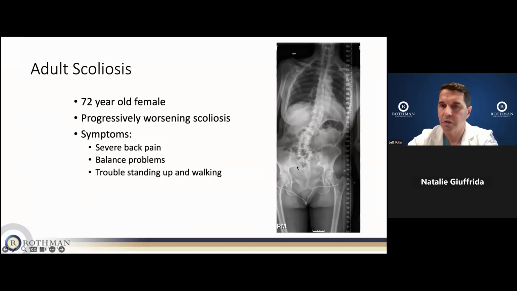This is scoliosis. I mentioned adult or degenerative scoliosis. This is a full-length X-ray of a woman with scoliosis, and you can see how curved her spine is. This is the pelvis, and this is her torso. So her pelvis is shifted off to the one side. This can be associated with severe back problems, balance problems, trouble standing and walking, and it tends to progress over time.